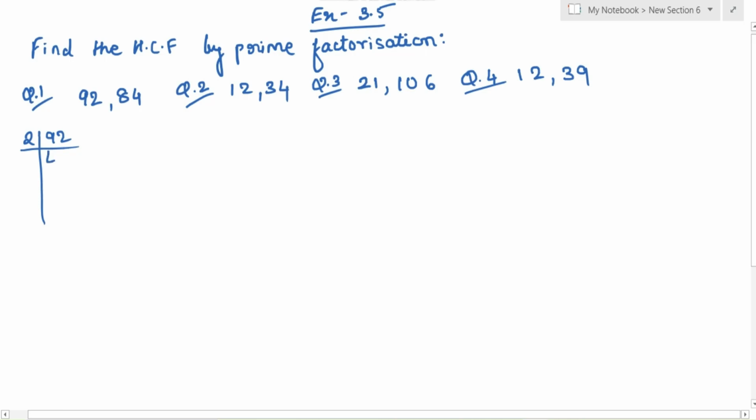That is 2 4s are 8, carry forward 1, 2 6s are 12. Then we are having 2 2s are 4, 2 3s are 6. Now we will go ahead with 84. That is 2 4s are 8 and 2 2s are 4. Then we are having 2 2s are 4, 2 1s are 2. Then we are having 3 7s are 21.